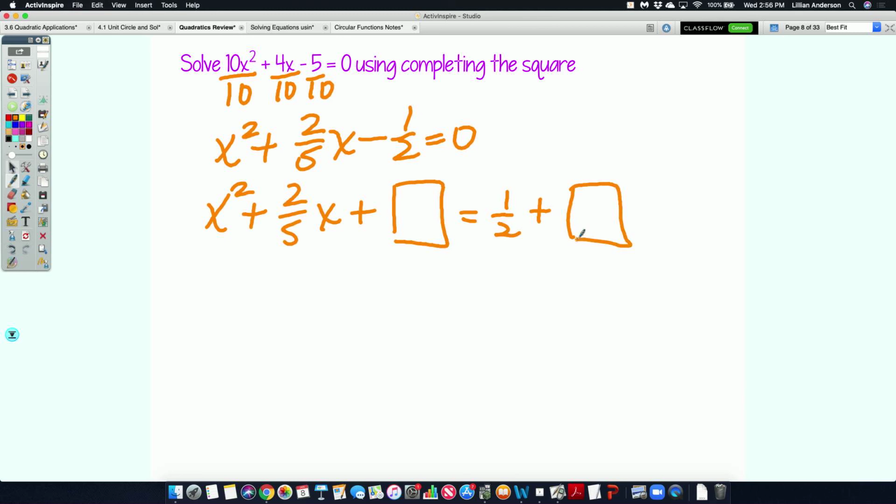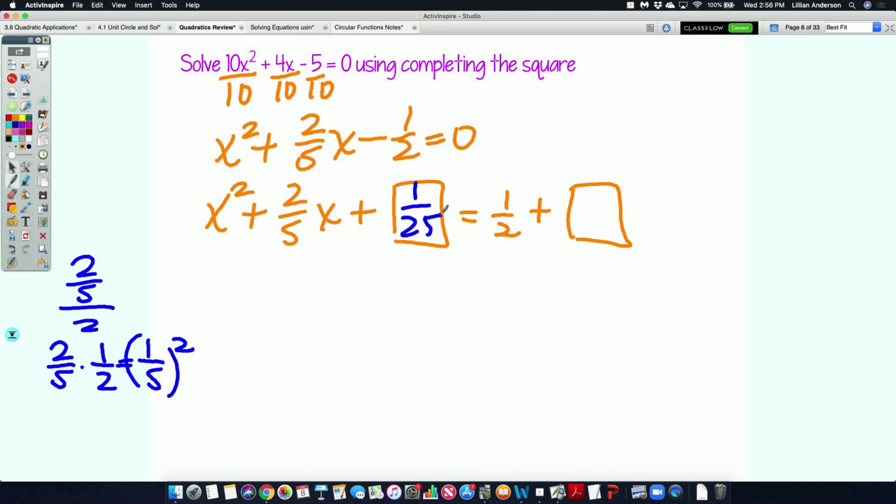Now it's time to complete the square. So you take half of B. What's half of 2/5? 4/5. Shoot. If you keep, change, flip, it should be 2/10, which is 1/5. Then you square it to get 1/25. So then from here, you square this.